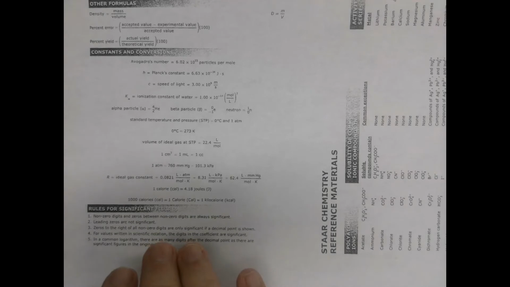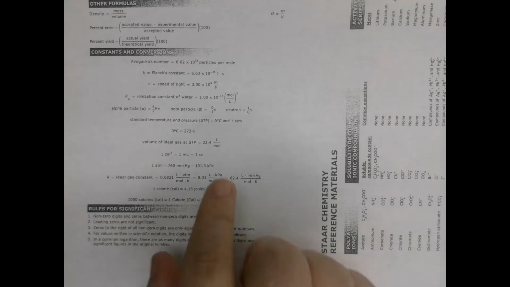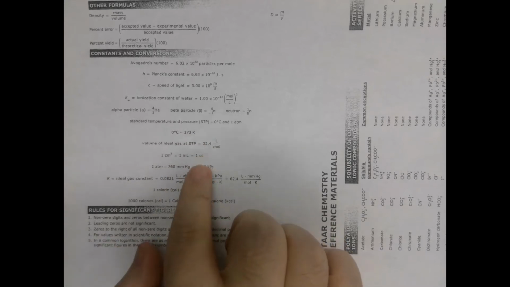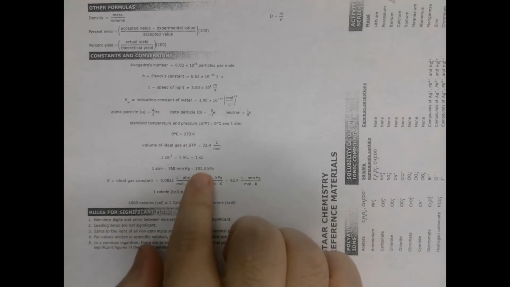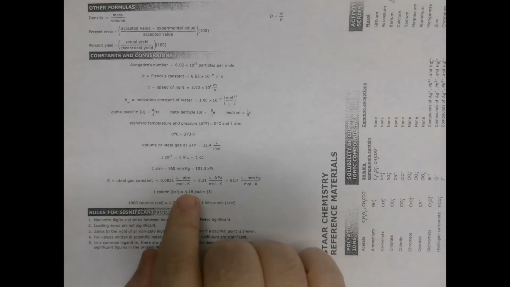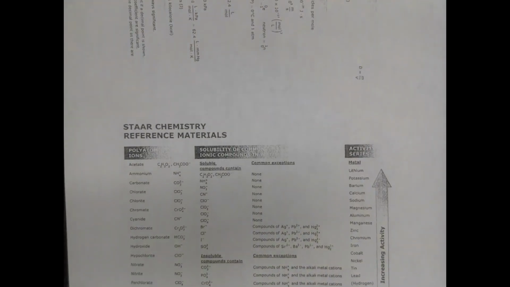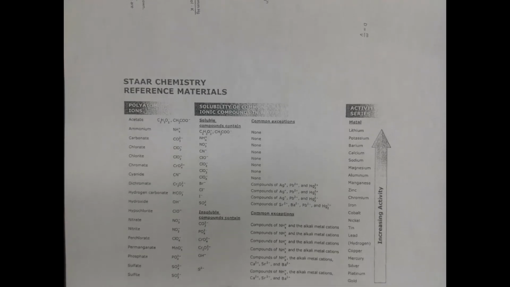So just some constants, though. In this class, I personally use more precise values than were given on this. For example, I use 273.15. I use 101.325. For calorie is 4.184. This is what would be provided on a STAR test if we had chemistry as being STAR tested.